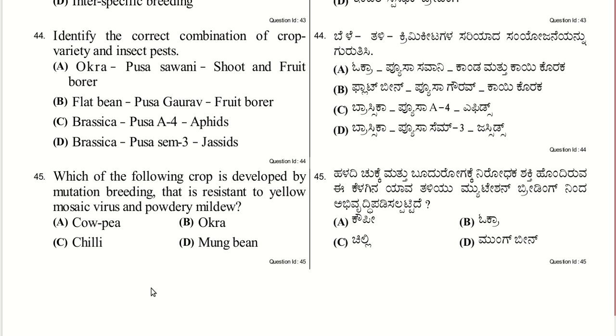45th, which of the following crop is developed by mutation breeding that is resistant to yellow mosaic virus and powdery mildew? So the answer is mung bean, the crop which is developed by mutation breeding that is resistant to yellow mosaic virus and powdery mildew. Powdery mildew is caused by fungi. So mung bean is the answer. 45th, B is the answer.